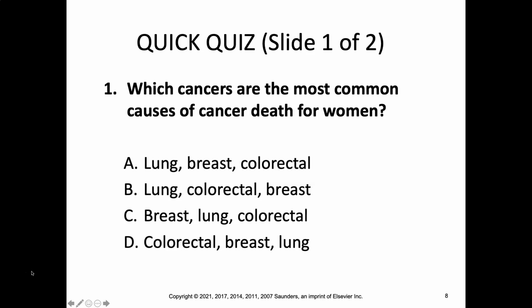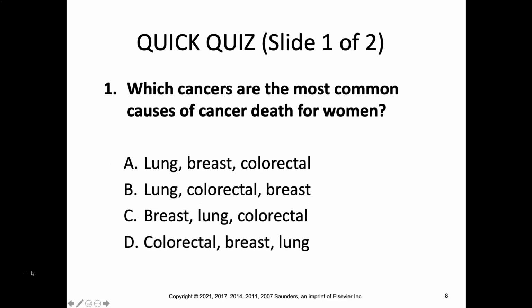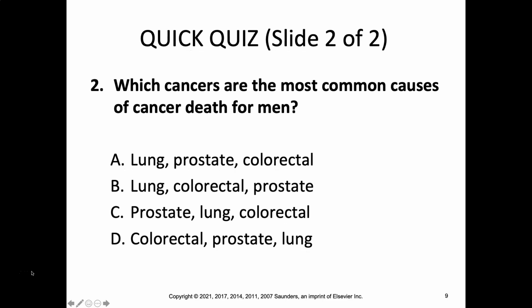So quick quiz. If you've read your book already, you probably know the answer to this, but which cancers are the most common causes of death for women? I would suggest you look at the top of page 746 for this information. And the same thing with most common causes of death for men. I will give you a hint on both of these. Lung is the primary. Lung cancer is the most common cancer death for women as well as for men. And then I'll let you figure out the rest from there.